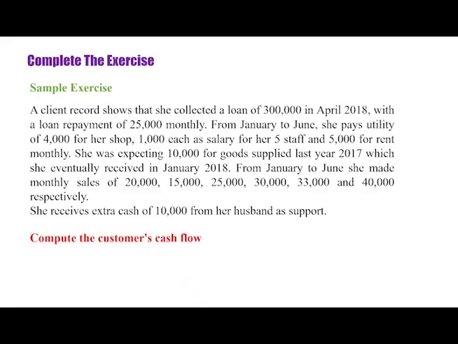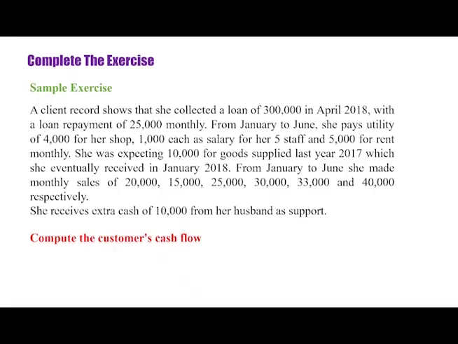A client record shows that she collected a loan of $300,000 in April 2018, with a loan repayment of $25,000 monthly. From January to June, she pays utility of $4,000 for her shop, $1,000 each as salary for her 5 staff and $5,000 for rent monthly. She was expecting $10,000 for goods supplied last year in 2017, which she eventually received in January 2018.